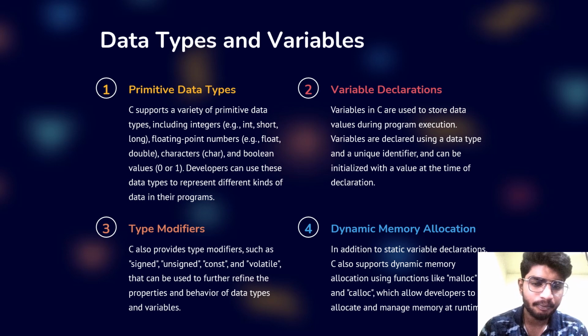Next, dynamic memory allocation. In addition to static variable declaration, C also supports dynamic memory allocation using the functions malloc and calloc, which allow developers to allocate and manage memory.